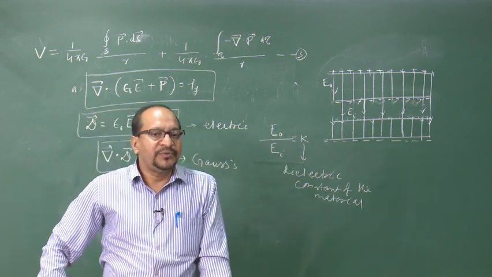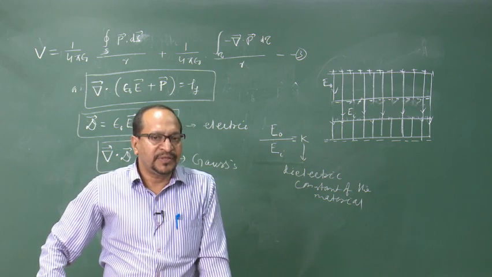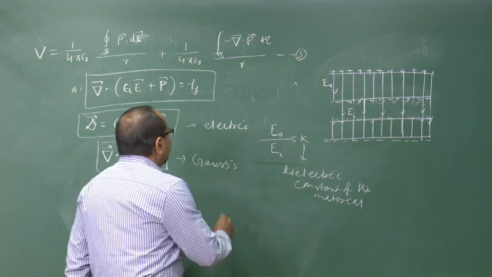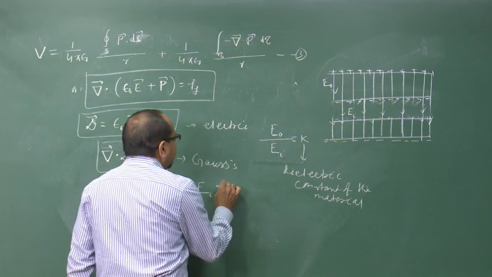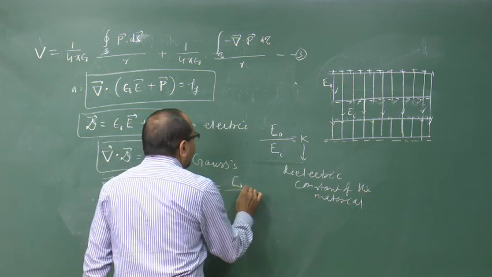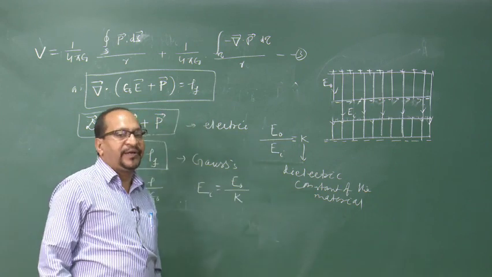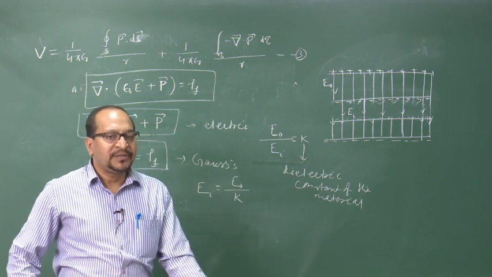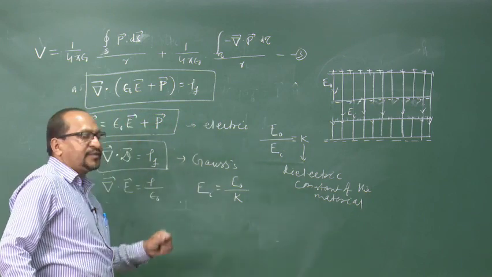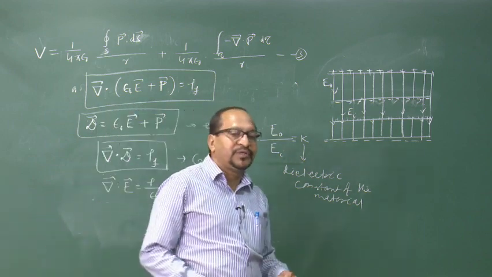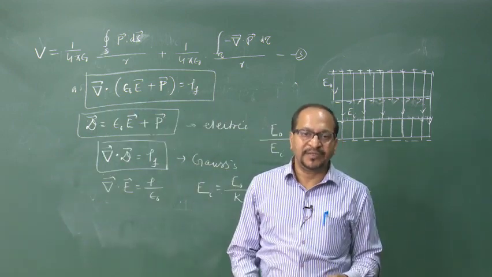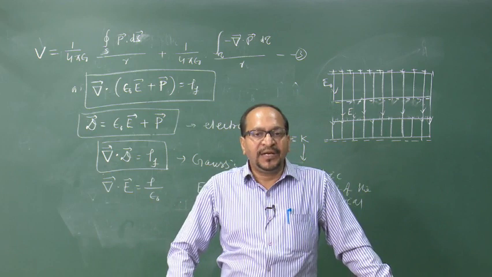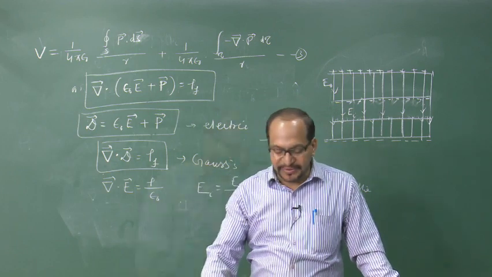So, the field reduces by K times. Okay. So, we can write the field inside a dielectric material becomes 1 by K times the field applied across it. Okay. So, this is the physical significance and the relationship between the three vectors: displacement vector, electric polarization vector and electric field vector.